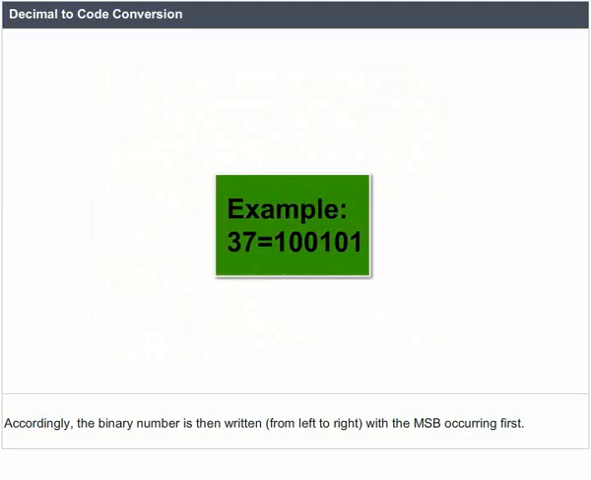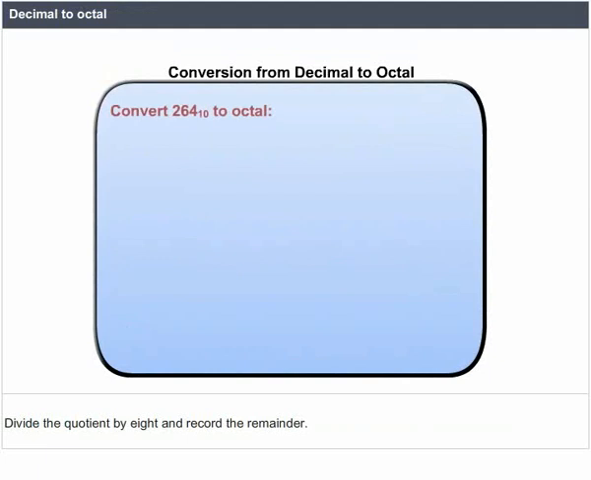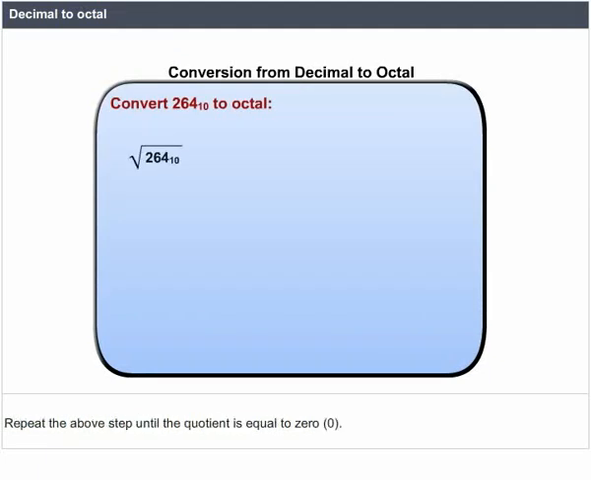Example: 37 equals 100101. Decimal to octal. Divide the quotient by 8 and record the remainder. Repeat the above step until the quotient is equal to 0.